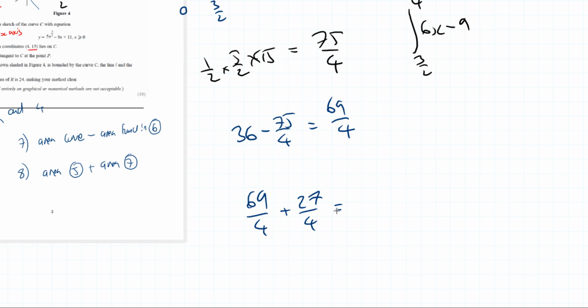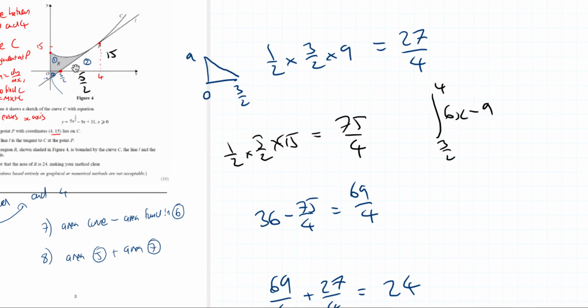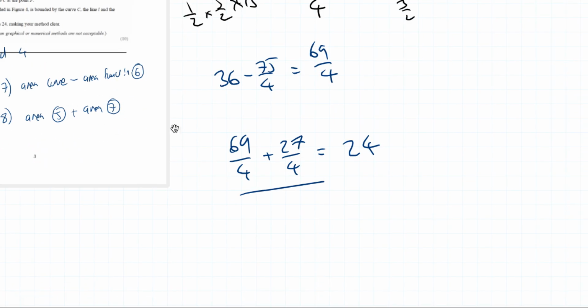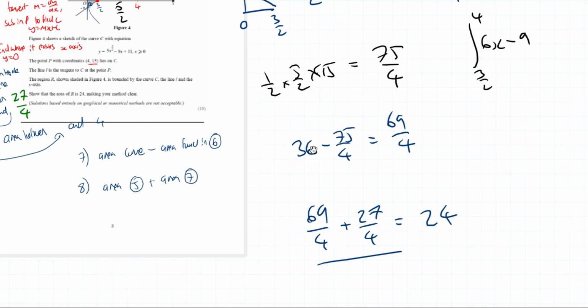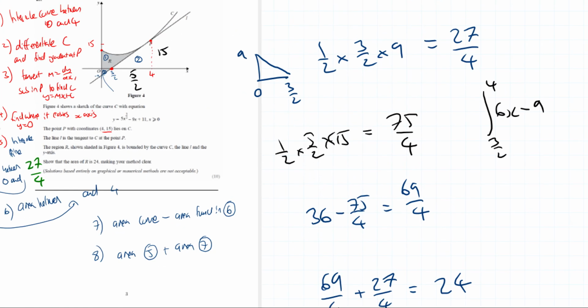So 69 over 4 plus 27 over 4, and that gives you an answer of 24. So adding those last two areas, that's basically the shaded regions from the top and below, 1 and 3, you get your answer of 24. And that's the end of this question.